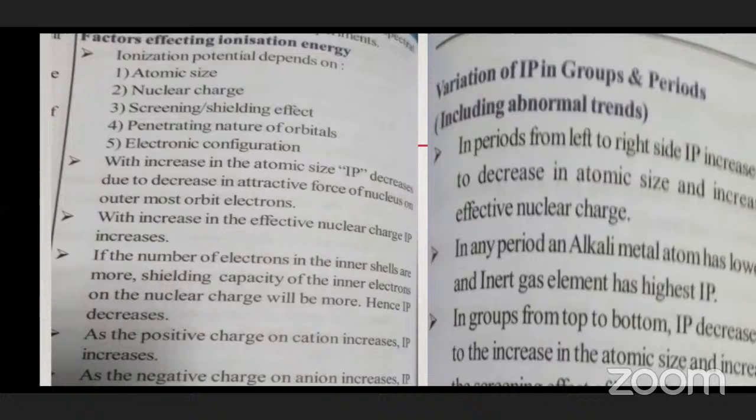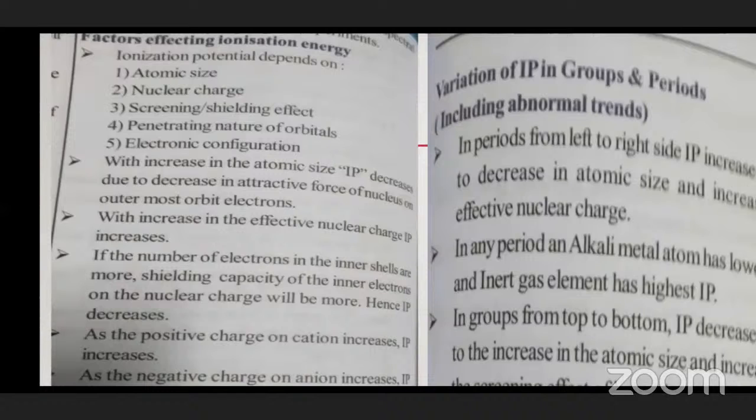Okay, right. Next one, the penetrating nature of orbitals. As the positive charge increases, penetrating nature. See, what is meant by penetrating? Entering into the orbitals. Penetrating in the sense what? Entering into the orbital. Penetrating nature is what we are going to discuss here.